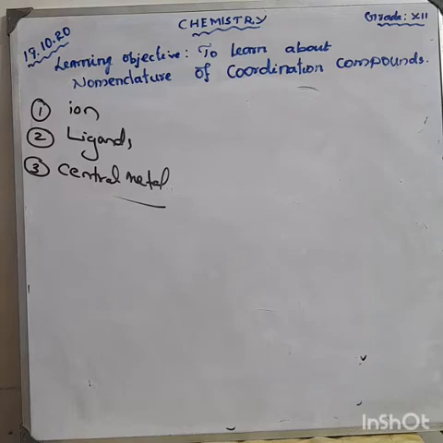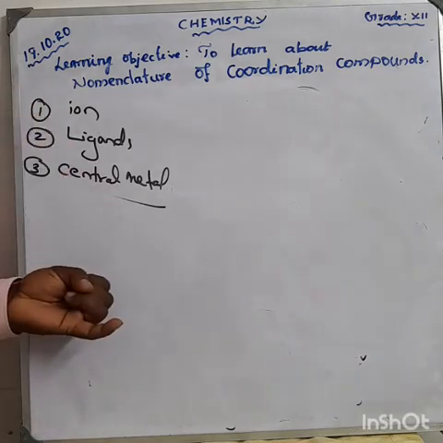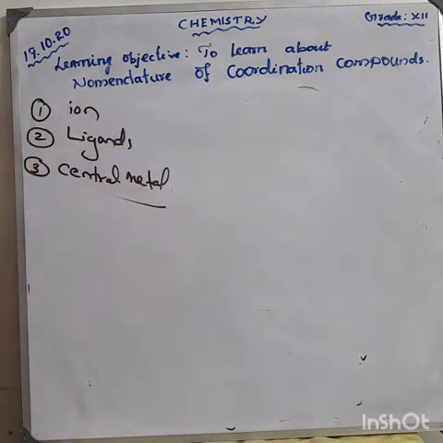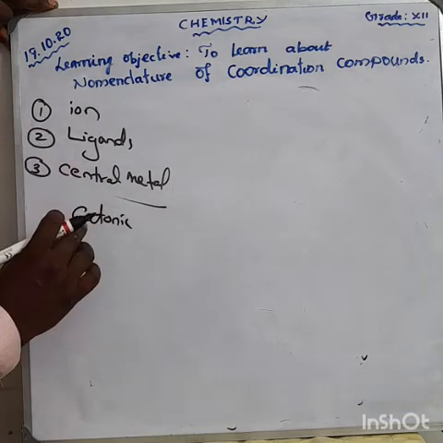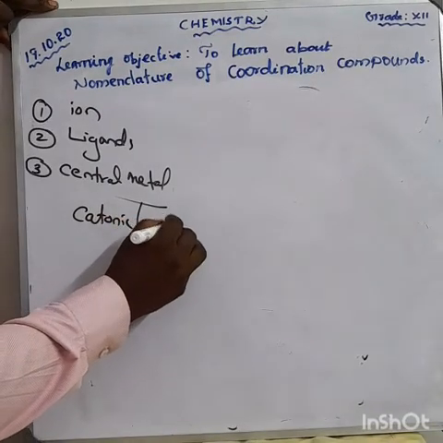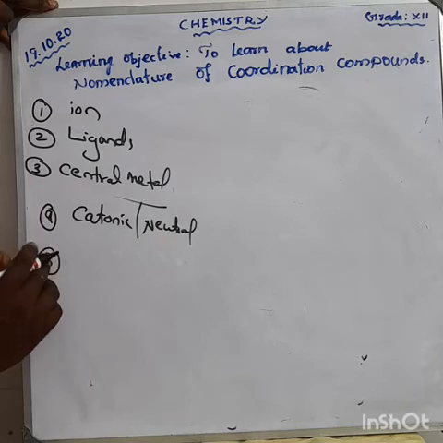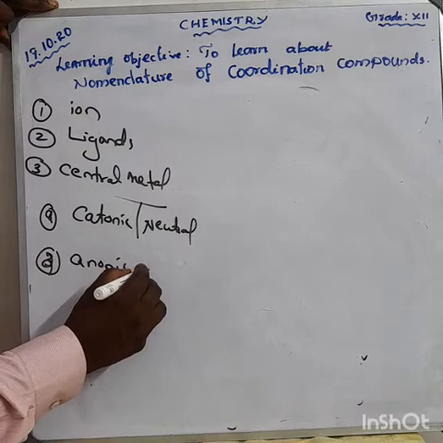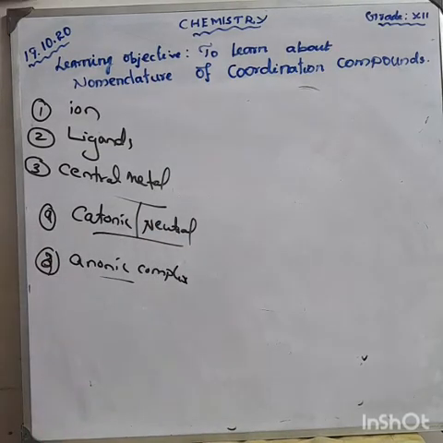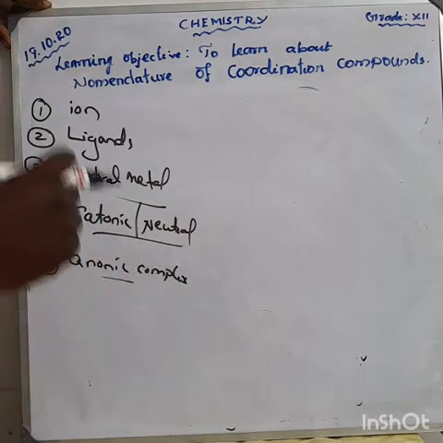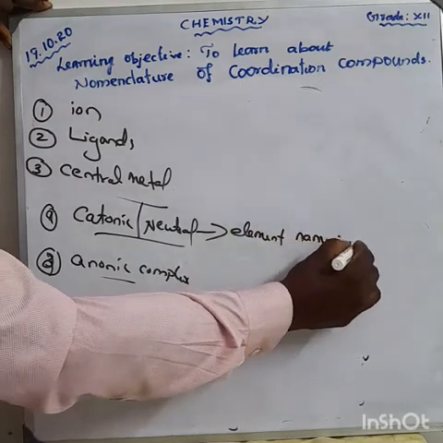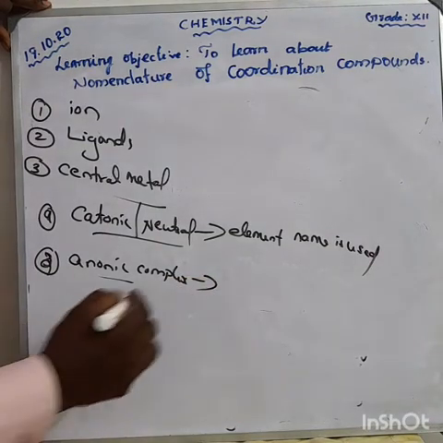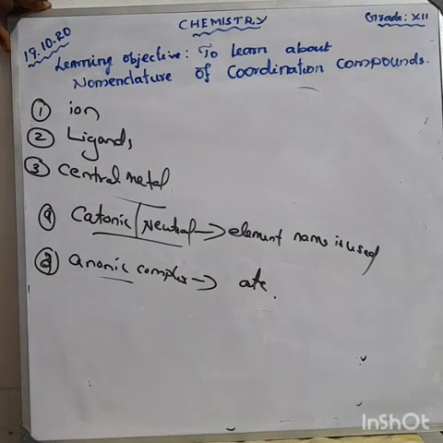Whereas the suffix -ate is used along with the element name in an anionic complex. Simple concept. That means in a cationic or neutral complex, the element name is used. For an anionic complex, we use -ate. We can discuss this one more time, please, with examples.